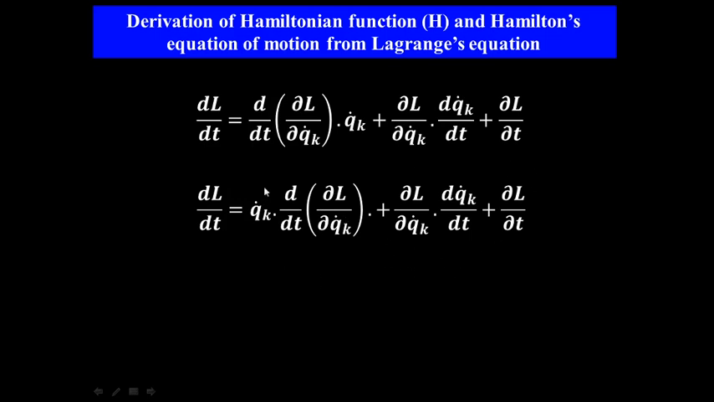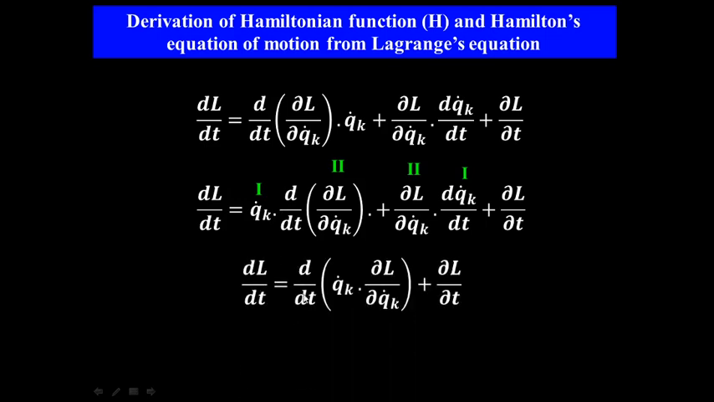Now if qk dot is the first function and del L by del qk dot is the second function, then it is the first function times the derivative of the second plus the second function times the derivative of the first. This is the expansion of the product rule for the derivative of two functions, qk dot and del L by del qk dot. So these two terms can be compressed as the derivative of the product of the two functions, qk dot into del L by del qk dot. If we solve this product using the product rule of derivatives, we get the first function qk dot into the derivative of the second, d by dt of del L by del qk dot, plus the second function into the derivative of the first, that is d by dt qk dot.